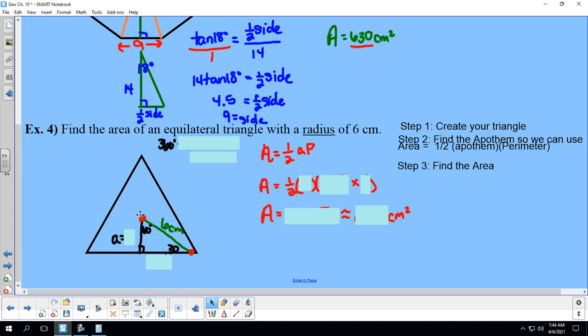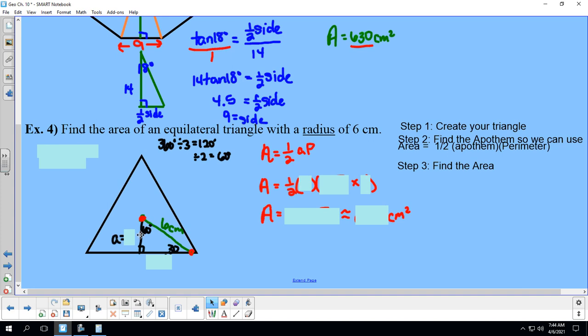So from here to here to here, it's 360. Divide by 3 because we have 3 sides, and we get 120. Now we divide that by 2 to find our angle here when we put our apothem in. Oh, look at this. We have a 30, 60, 90 triangle. And that's why equilateral triangles are beautiful. Okay, so let's look at our 30, 60, 90 triangle.